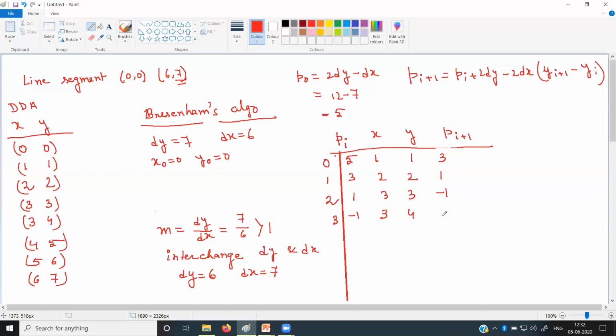And we have to compute the error parameter value again. So the error value is 11. You compute it. Again 11 is greater than 0.